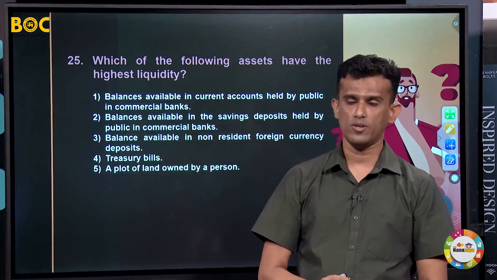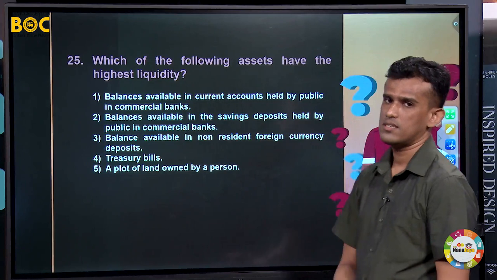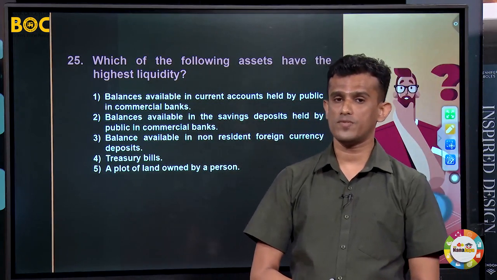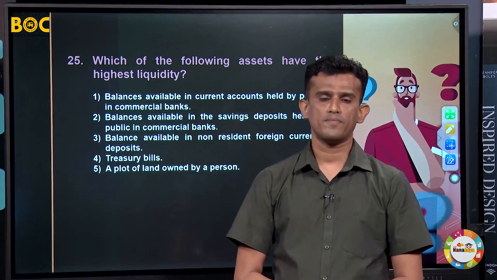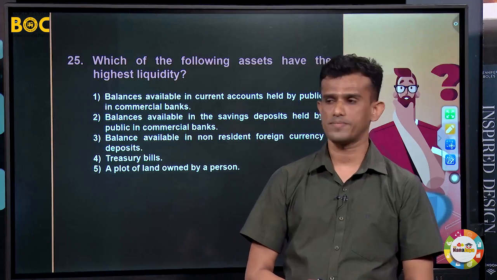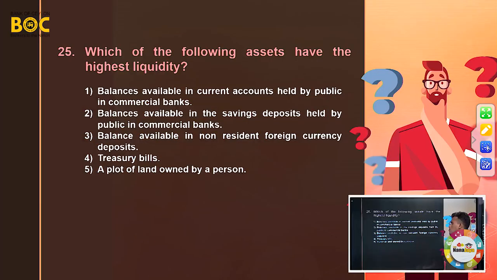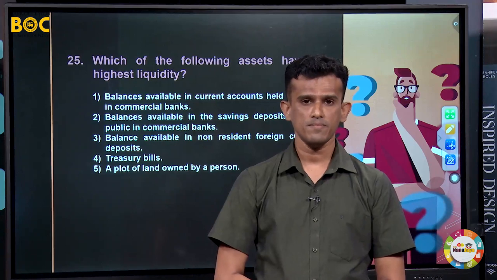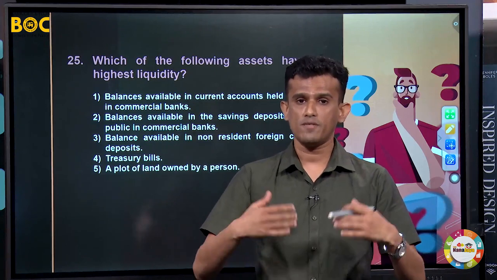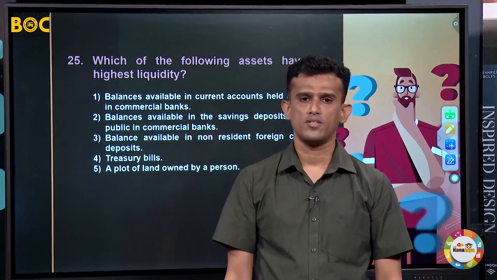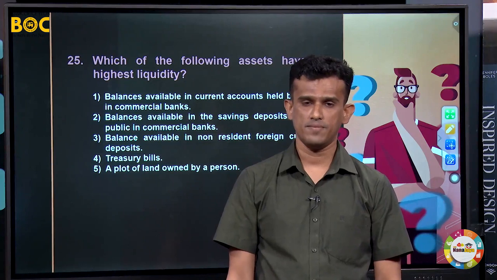A near money component. Treasury bills is the short-term debt instrument issued by the government when they collect loans from the general public. So that is also a near money component. It is not a medium of exchange. A plot of land owned by a person. Usually a plot of land has very low liquidity. Without a loss, we have to convert that into a medium of exchange. It takes some time. So a relatively low liquid asset.